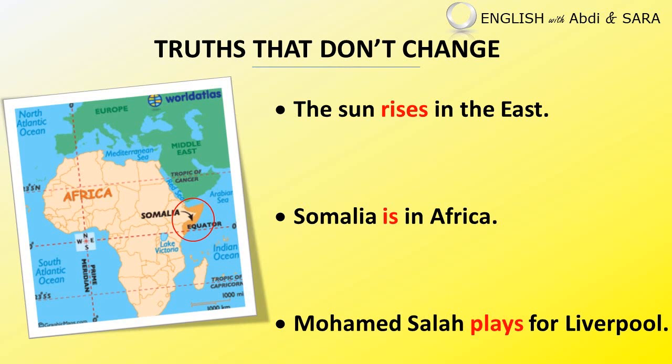We use a simple present tense with truths that don't change. The sun rises in the east. Somalia is in Africa. Mohamed Salah plays for Liverpool. These are facts that don't change. Even if we wake up in Asia or Europe, the sun will always rise from the east.